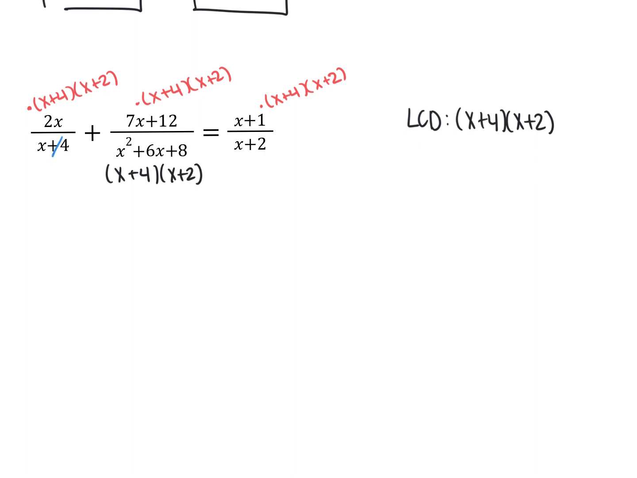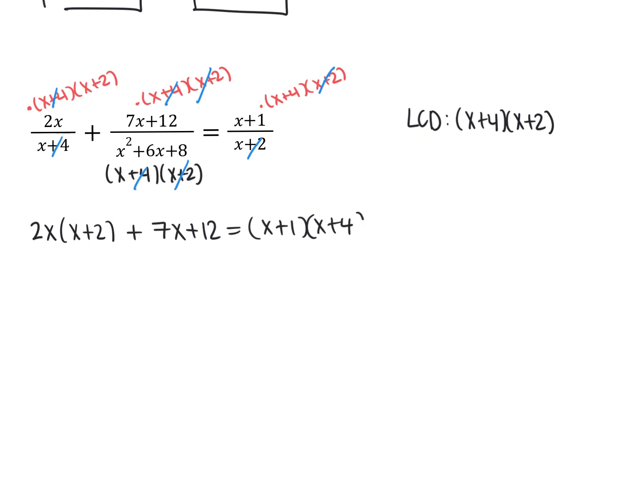In the first fraction, x plus 4s are going to cancel. In the second, everything will cancel. And in our third, the x plus 2s will cancel. So that leaves us with 2x times x plus 2 plus 7x plus 12 equals x plus 1 times x plus 4. Now notice here that on the right side, I put the x plus 1 in parentheses because I'm going to have to distribute.